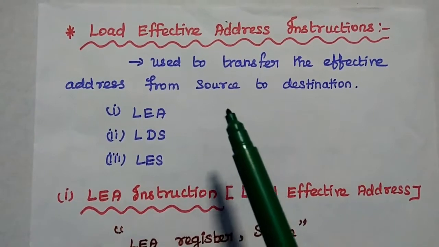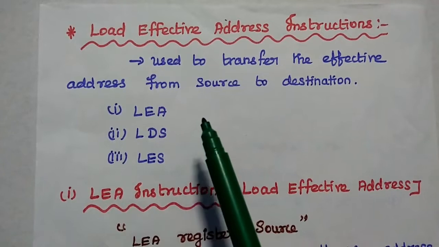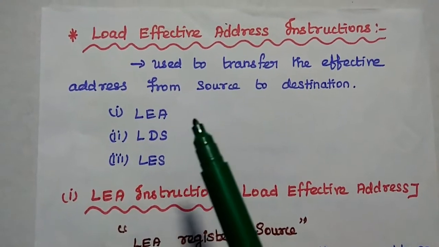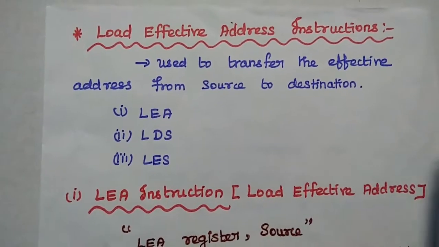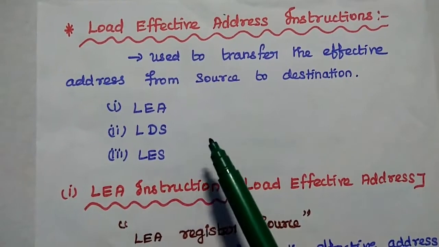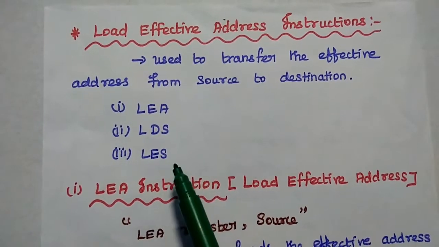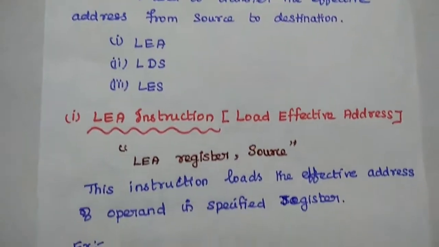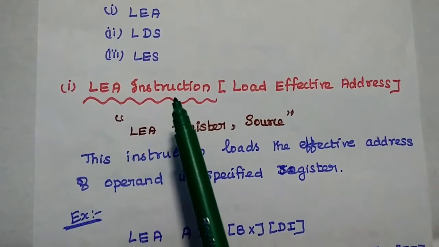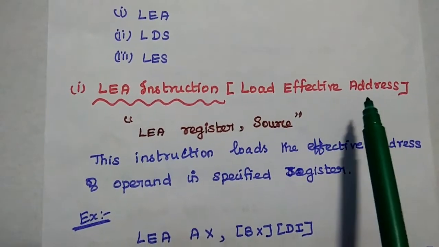Next one is load effective address instructions. So these instructions are used to transfer the effective address of the operand, that is the data value, from source to the destination. Okay. So here there are three types of instructions used: LEA, LDS, LES. Let's discuss one by one here. LEA instruction. LEA represents load effective address.